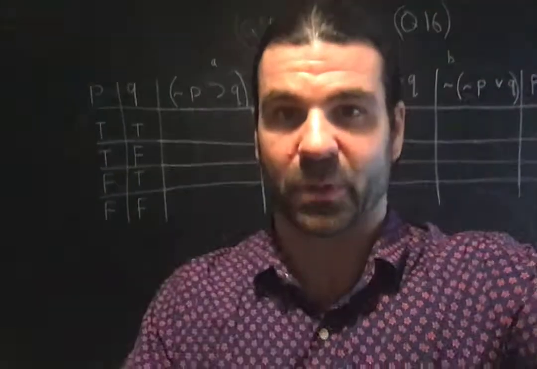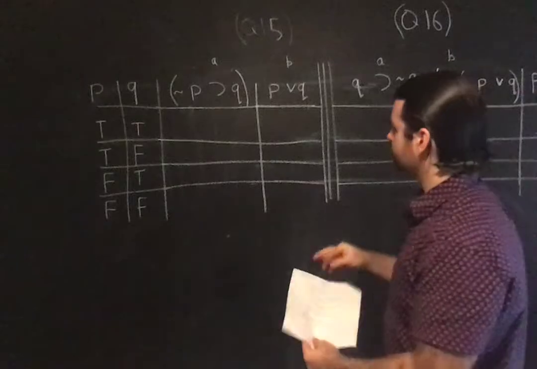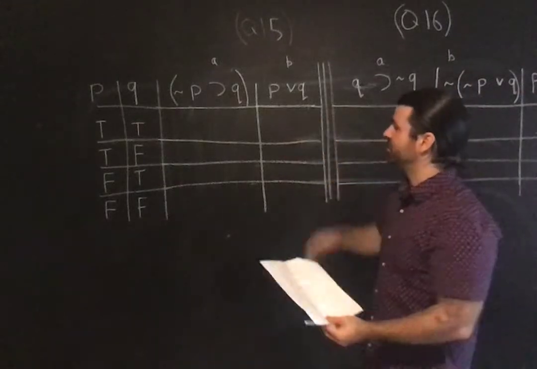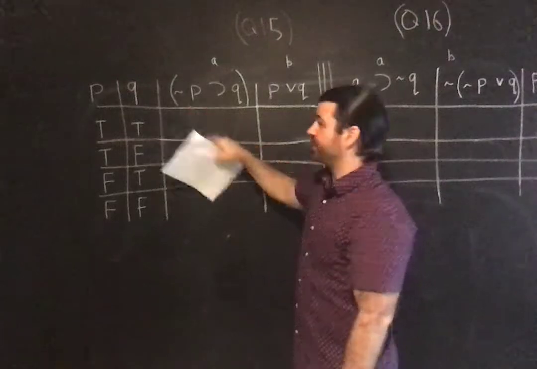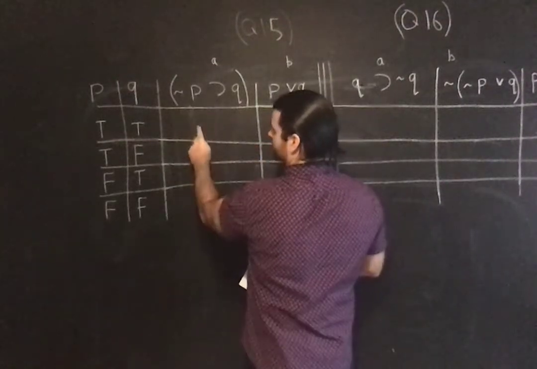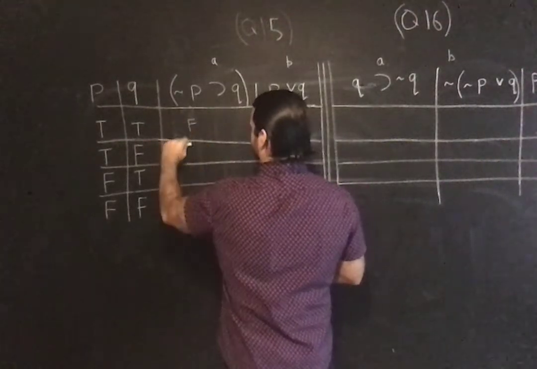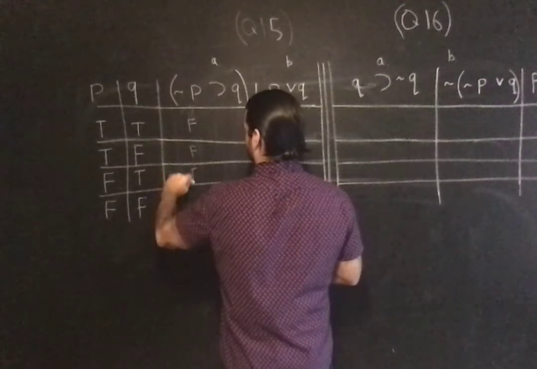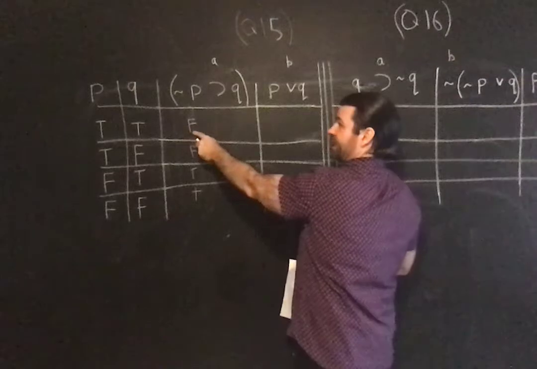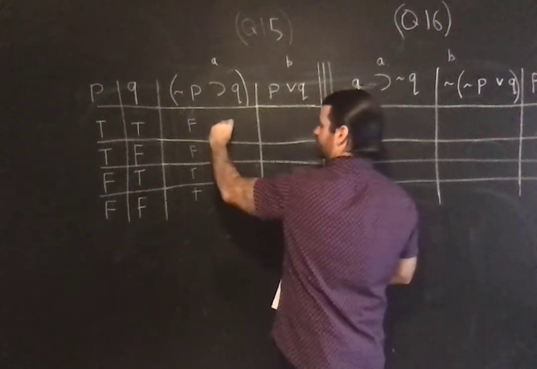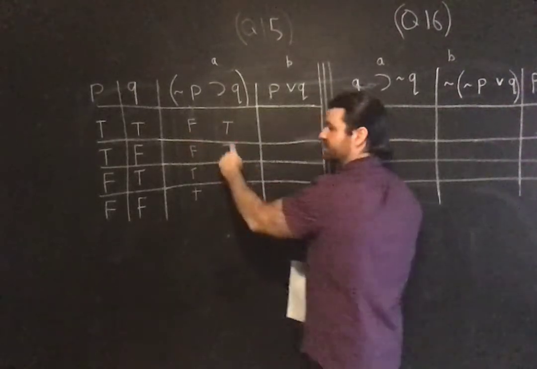The question appears as so. Okay, so I've got the two formulas here, A and B. All you do is compute the truth values. I'll have to do not P first, right? So it's false, false, true, true, negation of P. False antecedent suffices for a true conditional, right?